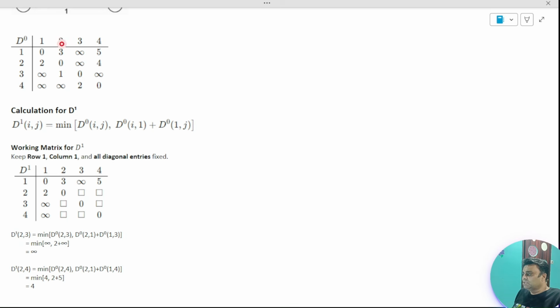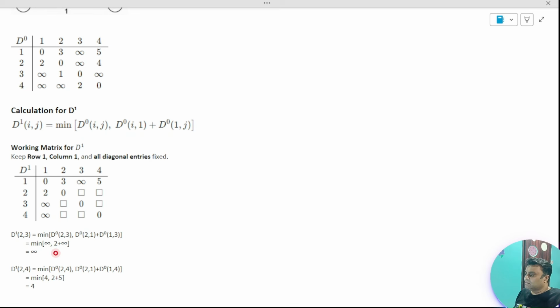So D023 is infinity. And D0i1 plus D01j. Where is this 1 coming from? This 1 is coming from here. Because we are working with 1, we are saying, okay, you are going from i to j, you go through 1, you go from i to 1, and then you go from 1 to j. And find those distances in the D0 matrix, add it up, and whatever is the minimum, take that.